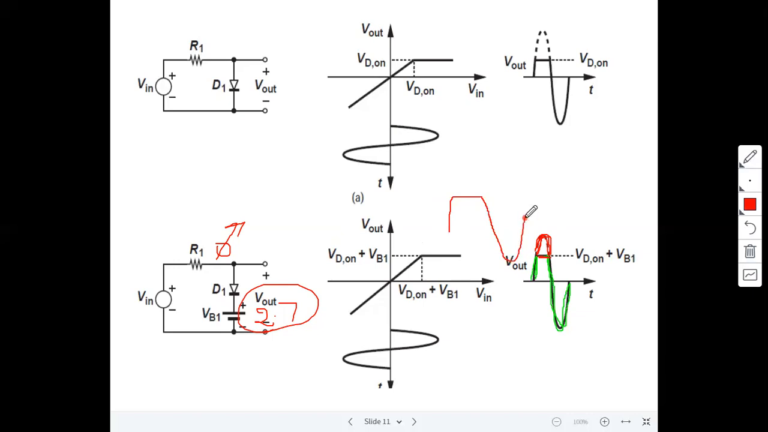Okay, this is the shunt clipper. Why am I calling it a shunt or parallel clipper? The diode element is connected in parallel to the input signal.